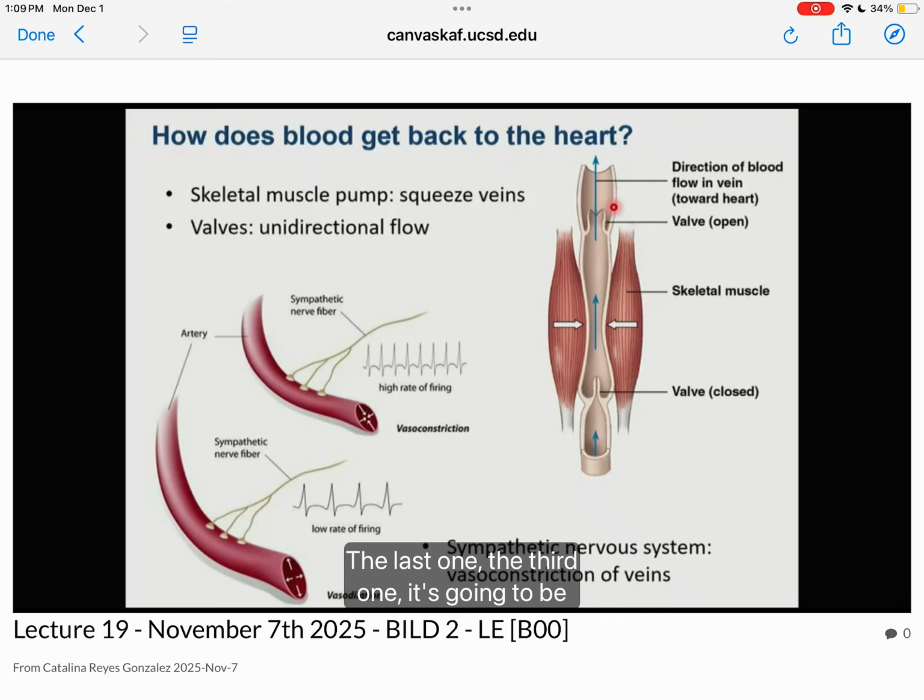The last one, the third one, it's going to be the sympathetic nervous system. So the sympathetic nervous system, which is part of the autonomic nervous system, is going to send a signal, an action potential, and cause smooth muscle of veins to contract. It has an alpha-1 receptor. And that causes the smooth muscle to contract. Same idea. We contract the vein. Blood has to go somewhere. It cannot go back because we have that valve. It can only go up towards the heart.